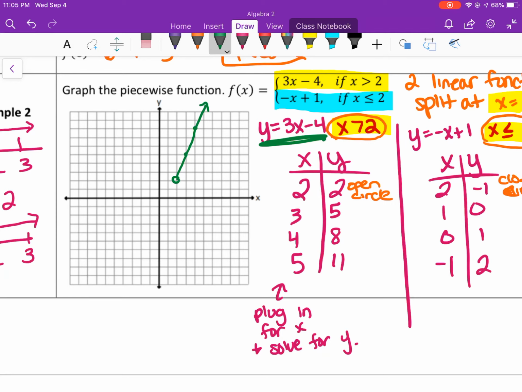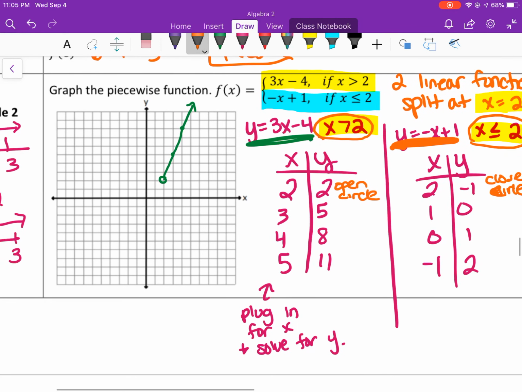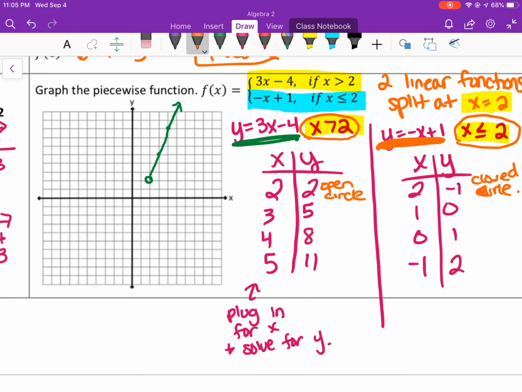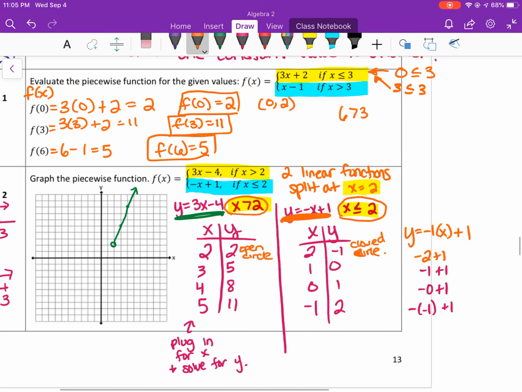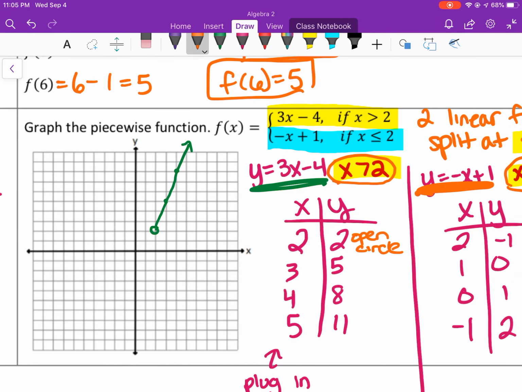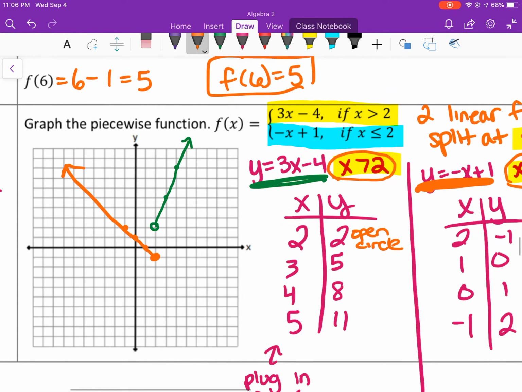Then I'll graph this one on the right in orange. My first point is 2, negative 1, but this time it's a closed circle. Then 1, 0, then 0, 1, and then negative 1, 2. I started at 2, negative 1, so I start there and go this direction.